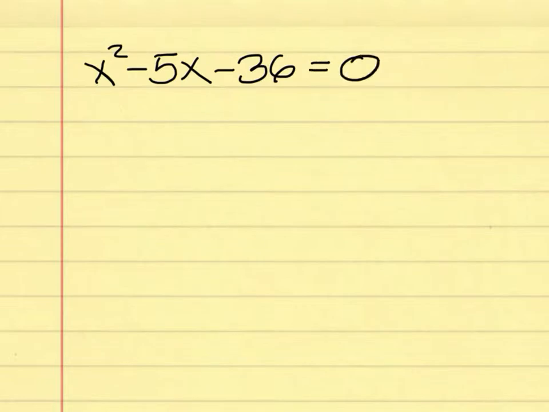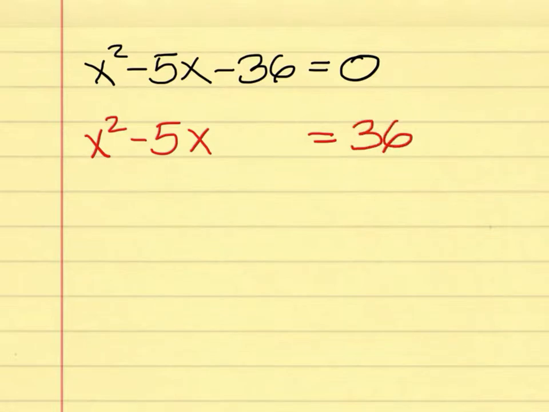The following is an example problem. Example number 2. For this one, the problem is x squared minus 5x minus 36 equals 0. Step 1 is to keep x squared minus 5x on the left and move the minus 36 to the right. Change the sign.